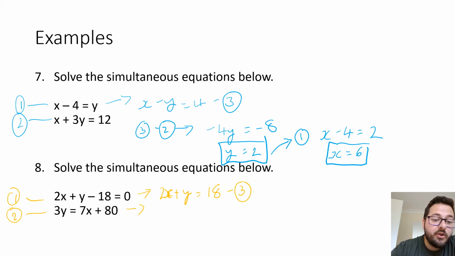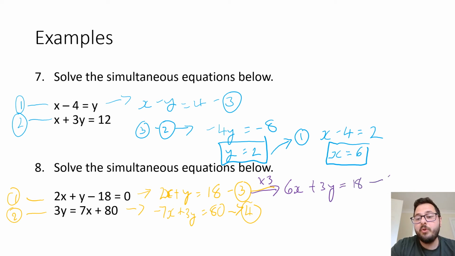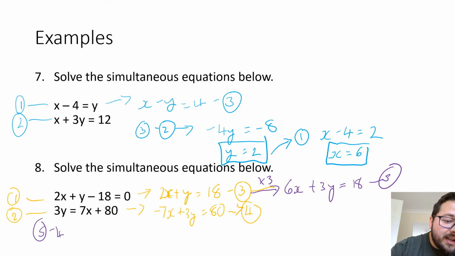And then 2, we want to take away the 7x. So let's go minus 7x plus 3y is 80. And let that be number 4. Okay, now we want the x's or the y's to match. And if I times the third equation by 3, I'm going to get 3y. So let's grab a different colour just to keep track of everything. So times 3. We're going to get 6x plus 3y is 18, and we'll call that equation 5. Okay, so now let's do 5 take away 4.